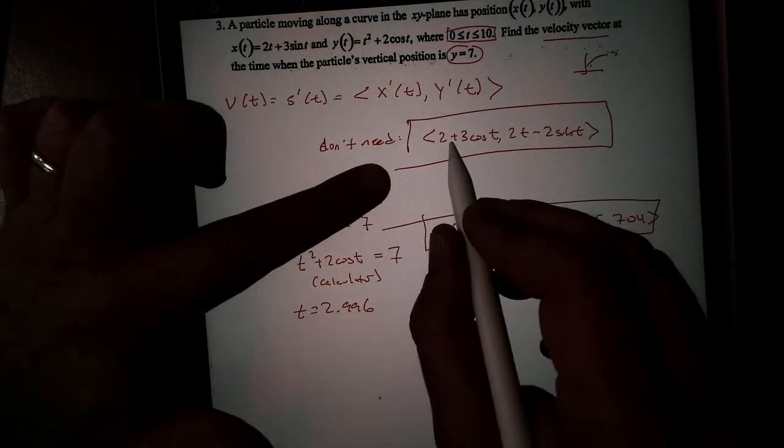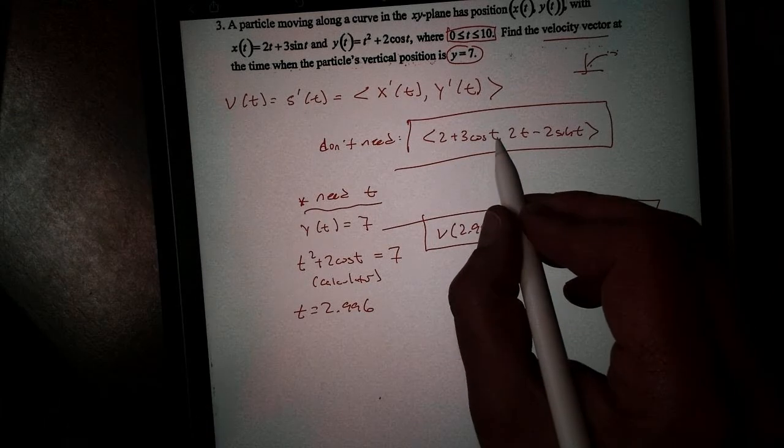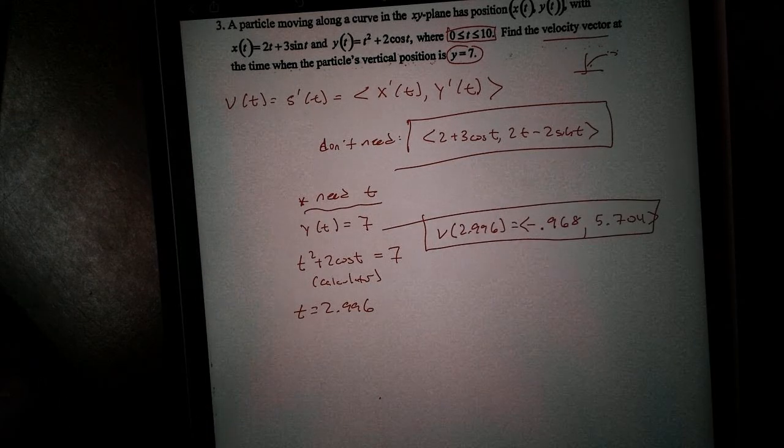Now, if you use this equation, you would just plug the 2.996 into those t's, and you get the same answer.